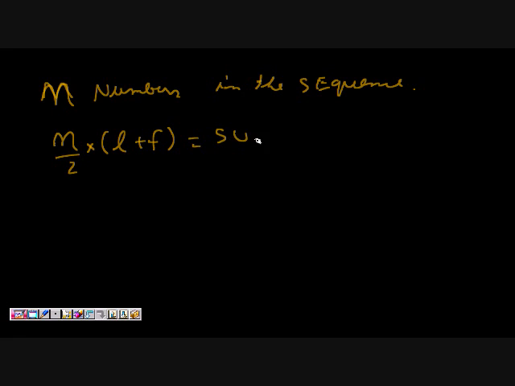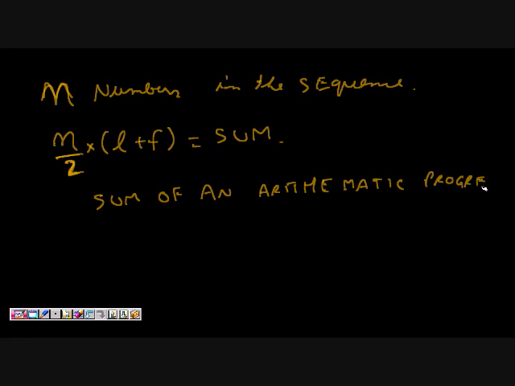So L is the last number in the sequence and F is the first number in the sequence, and n divided by 2 is the number of pairs in the sequence. So we can say that in general, the sum of an arithmetic progression is equal to the number of pairs in the sequence times the sum of the first number and the last number.